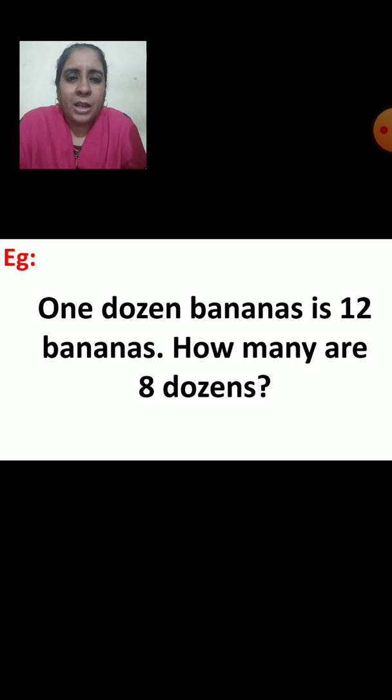Now, for example, I'll show you. 1 dozen bananas is 12 bananas. How many are 8 dozen? Means in 1 dozen there are 12 bananas. How many bananas will be there in 8 dozen? When you go to the shop, you tell the shopkeeper, give me 1 dozen bananas. So how many bananas will you get in 1 dozen? 12. So how many bananas will come in 8 dozens? That you have to find out.